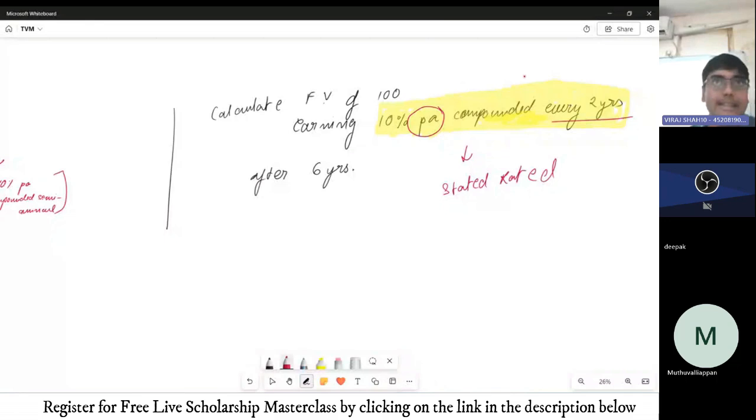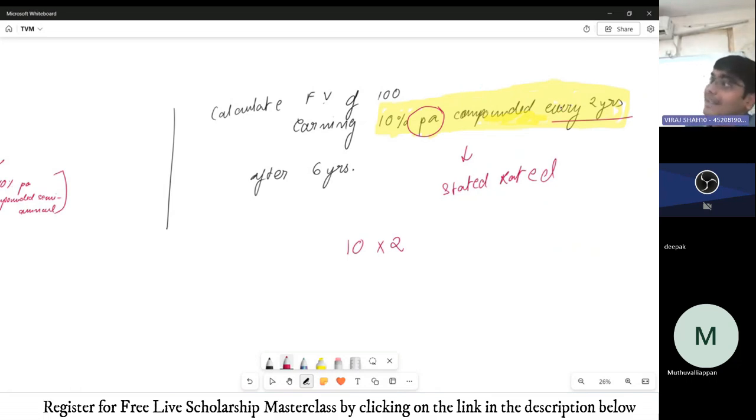Now the question is, how do you calculate the effective rate? Every 2 years में आपको interest मिलेगा. ठीक है? The simple meaning of this question is this: 10% per annum compounded every 2 years. तो 2 साल में आपको कितना interest मिलेगा? 10 into 2. सेमी एनुअल में 5 होता है. ठीक है. सेमी एनुअल में 5 होता है.